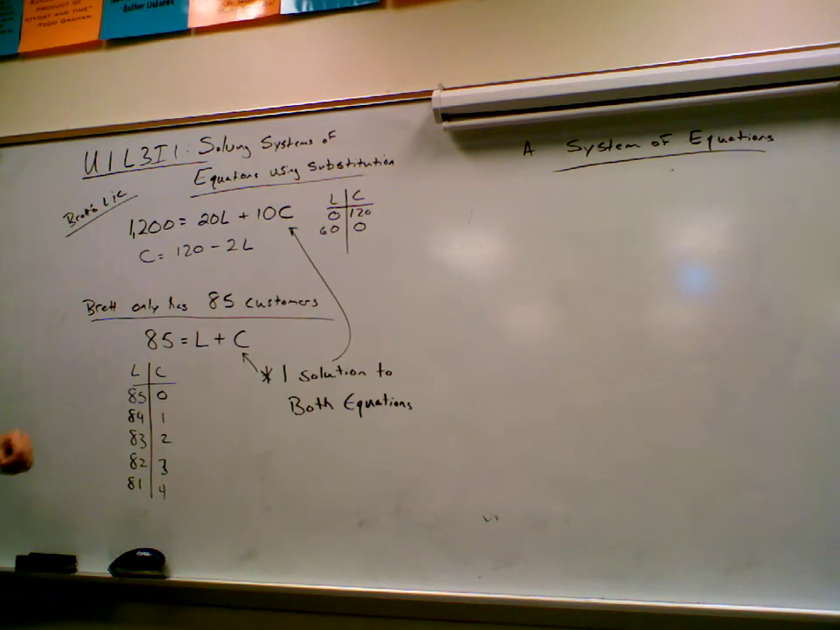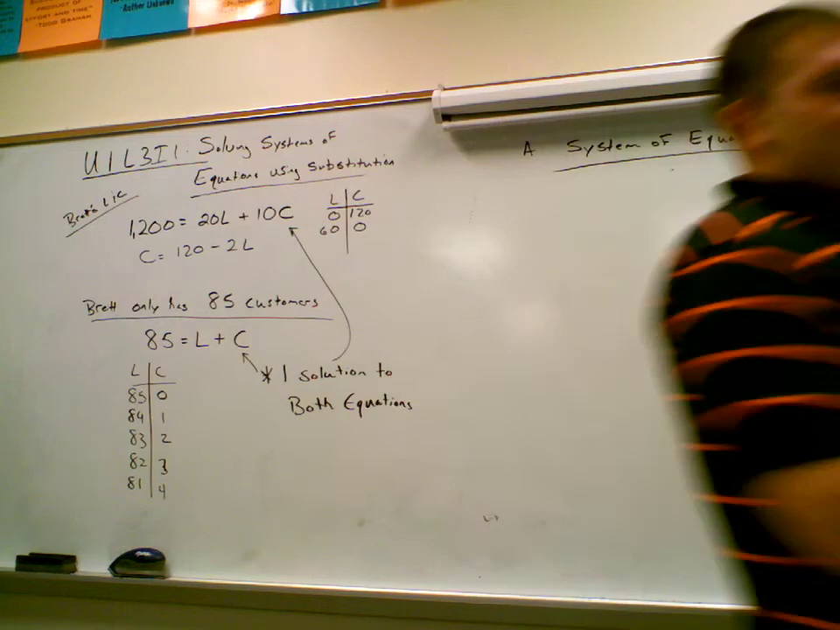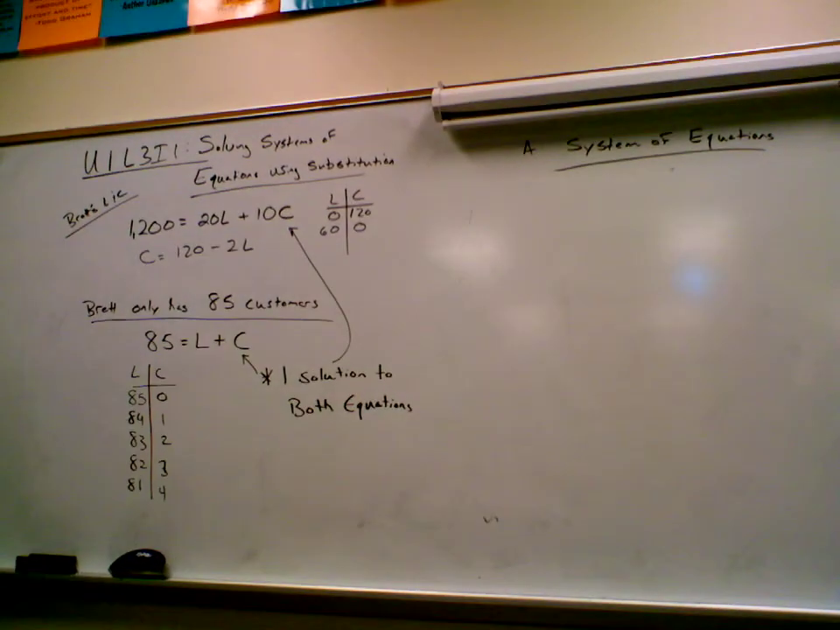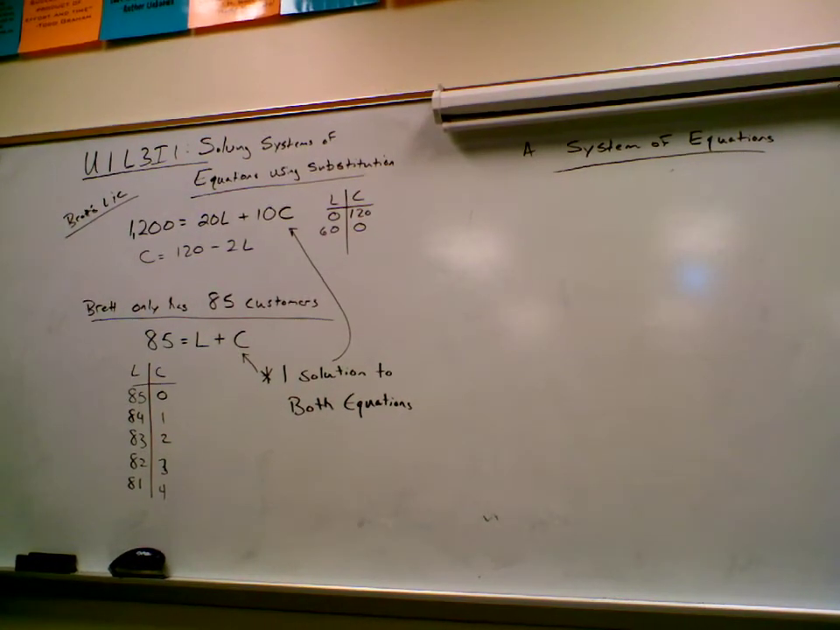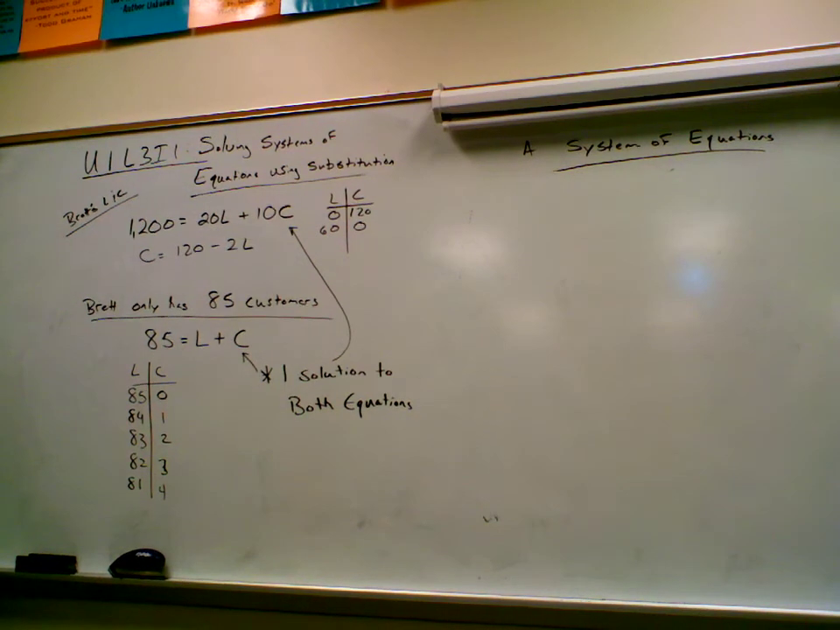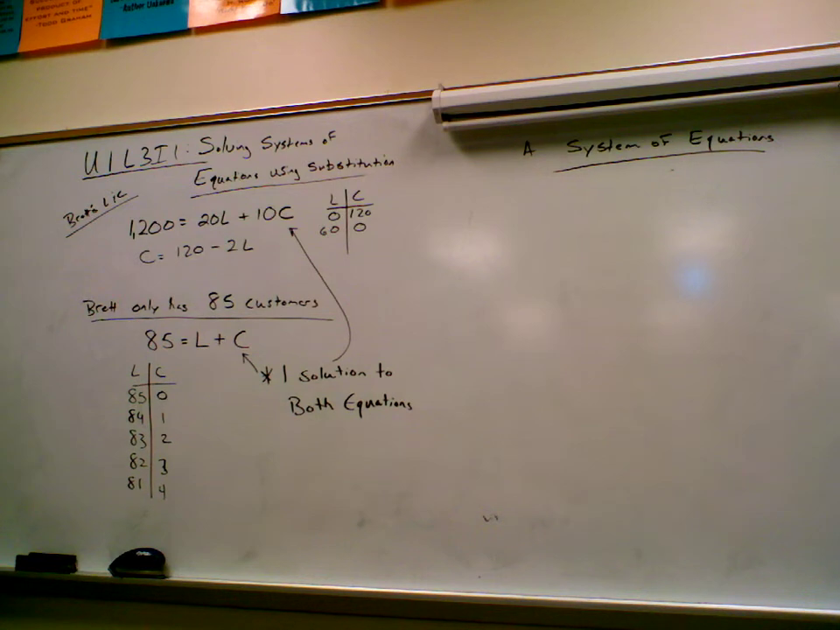Okay. This is called a system of equations. A system of equations is when we have two or more equations that model a certain situation. These two equations model our situation. Brett wants to make $1,200. He charges 20 for lawns and 10 for cars, right? His parents say he can only have 85 customers, right? We're modeling a real-world situation with two equations, right?